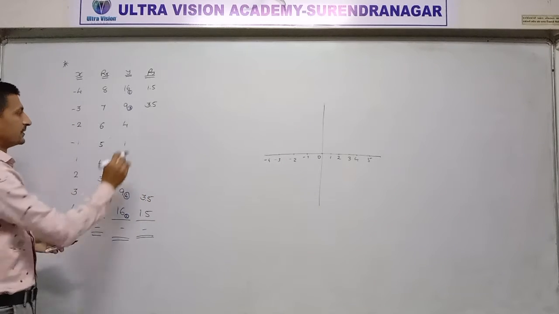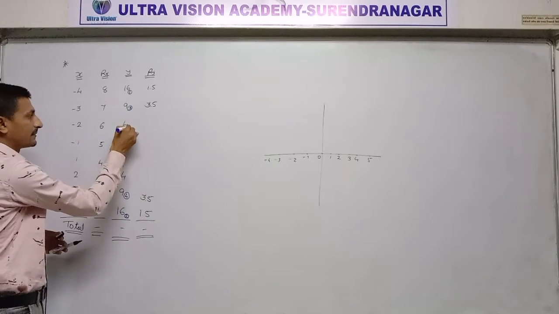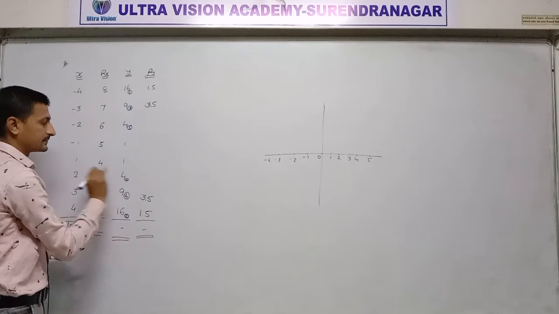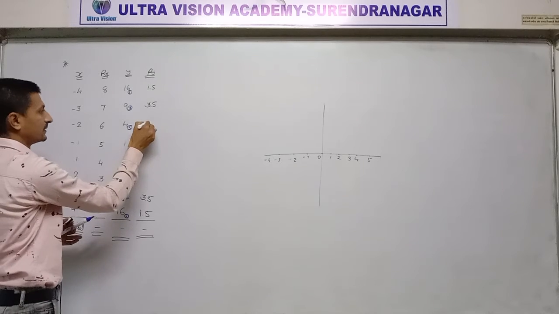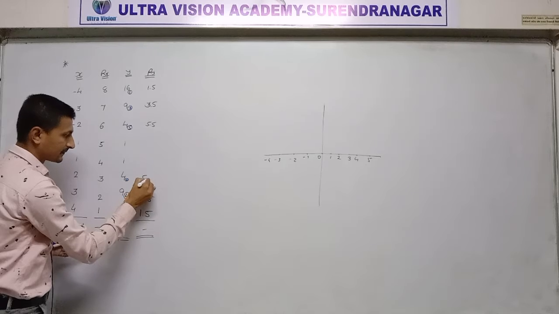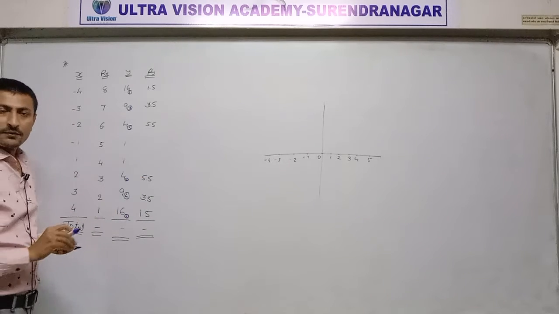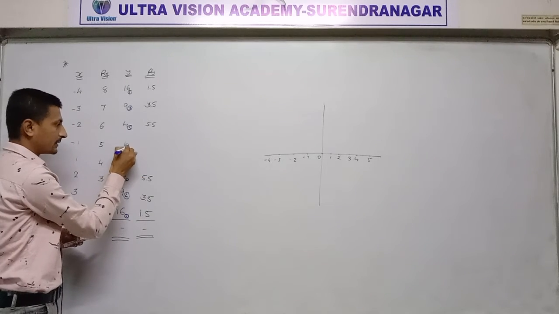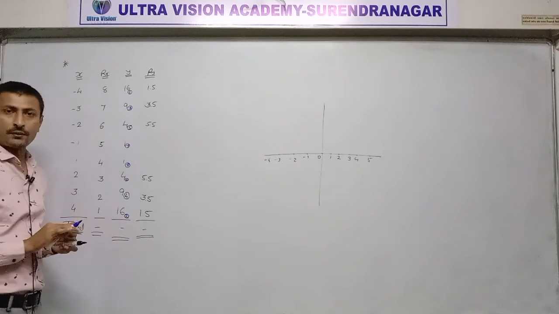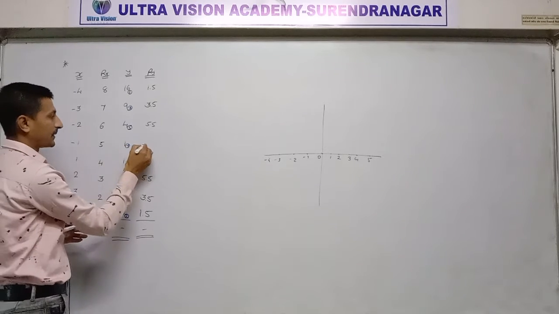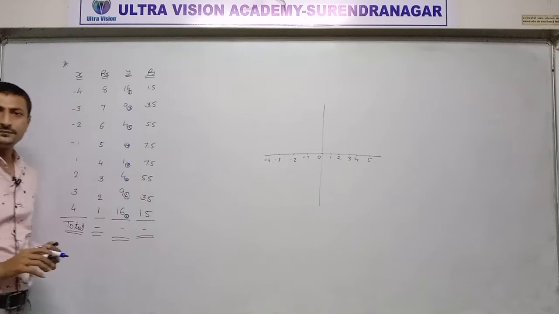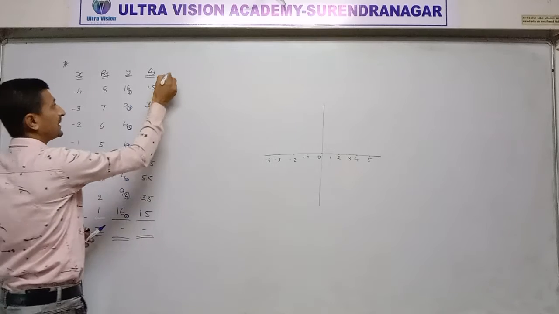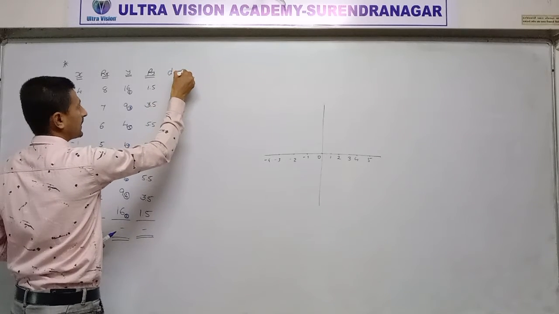Next, 4 is also repeated 2 times, so ranks are 5 and 6. The average, 5 plus 6 divided by 2, gives both places the rank 5.5. Then 1 is also repeated 2 times, so ranks 7 and 8, with average 7.5. Done. Now next, find the difference.